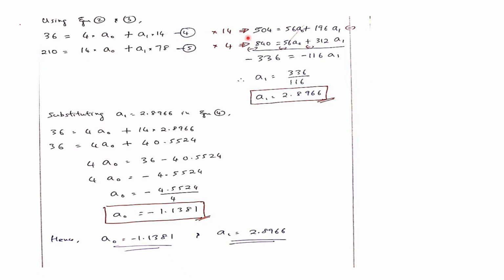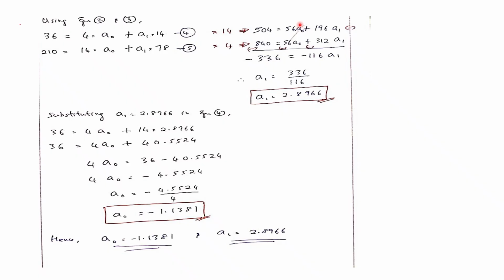So 36 into 14 is 504, and 4 into 14 is 56 into a0, plus a1 is there as it is, 14 into 14 is 196. Same way here also, 210 into 4 is 840, and this 14 into this 4 is 56 into a0 there, and 78 into 4 is 312 into a1. So let us subtract. You change the sign in the lower equation.